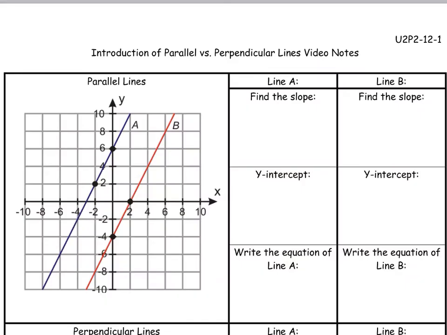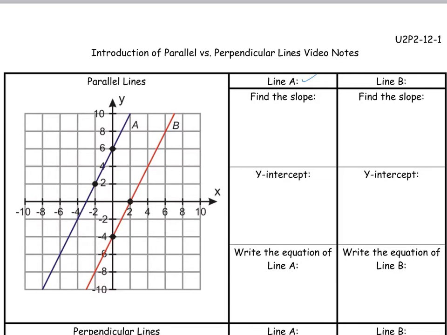Okay, so the first half of your notes, you had 2 pages of notes tonight, takes a look at lines A and B. What I would like you to do is find the slope of line A, the slope of line B, the y-intercepts of both lines, and then write the equation of line A and the equation of line B. So pause the video, go ahead, find the slope, y-intercept, write the equation, and then start the video again so that you can check your answer.